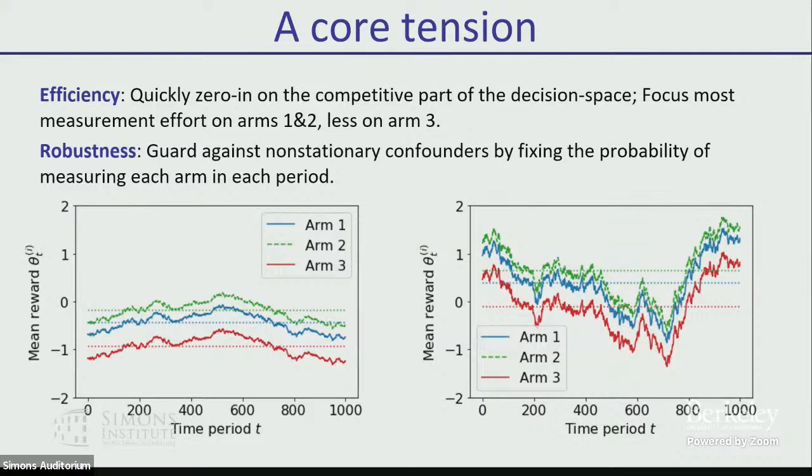So there's a tension where when there's a pattern to how you select actions across time, you can risk confounding. So here, if you mostly played arm 3 at the beginning and you mostly played arm 1 kind of here in the middle, you may mistakenly think that arm 3 looks better than arm 1, just due to when you played it.